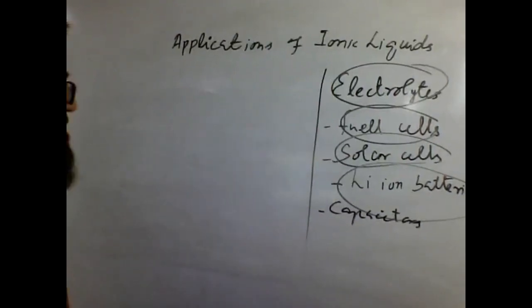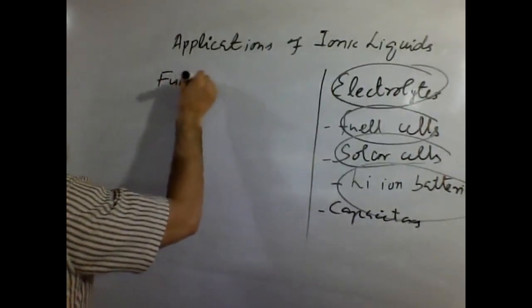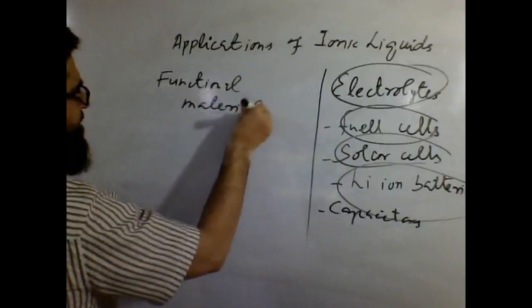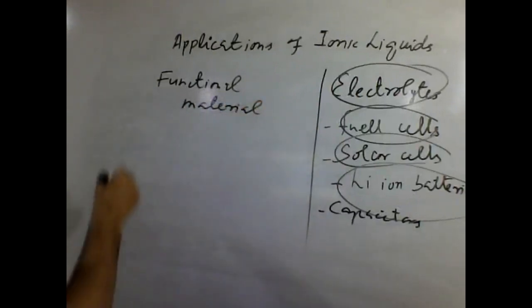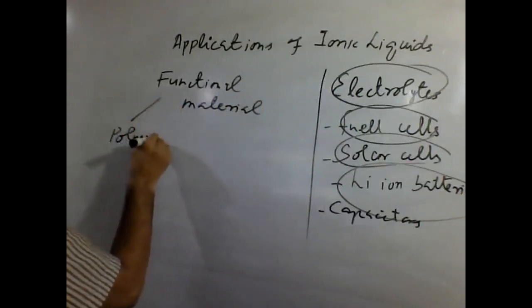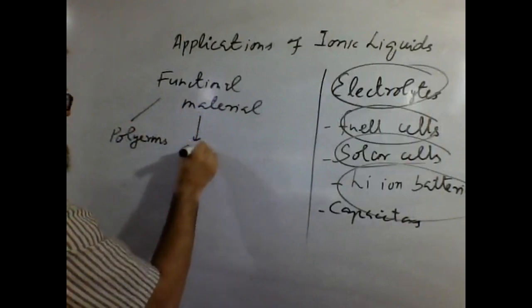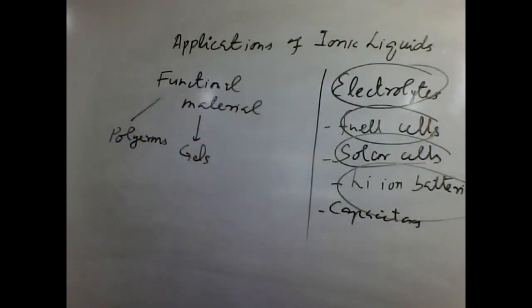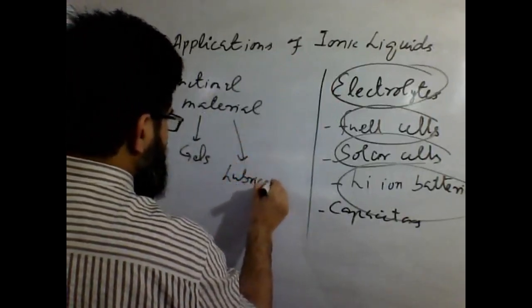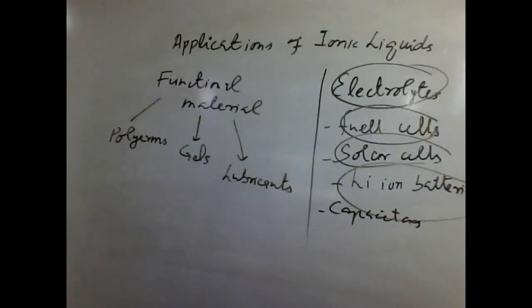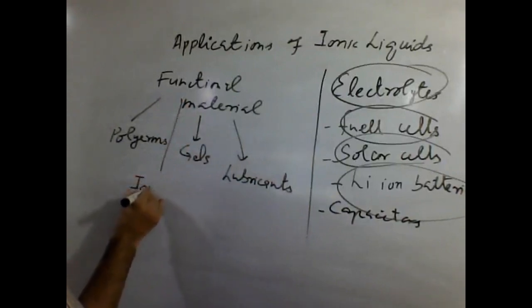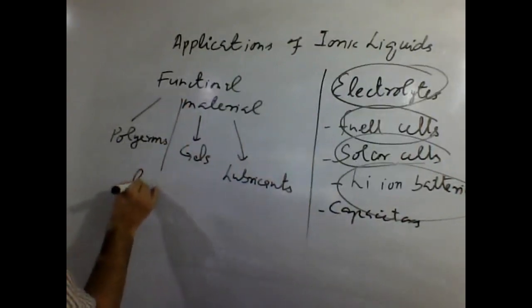They have been used for the preparation of functional materials. What the functional materials are, I think you people have a bit better idea. In case of functional materials, the ionic liquids have been used for the preparation of polymers, gels, lubricants. Similarly, they have been used for the preparation of ionic liquid crystals.